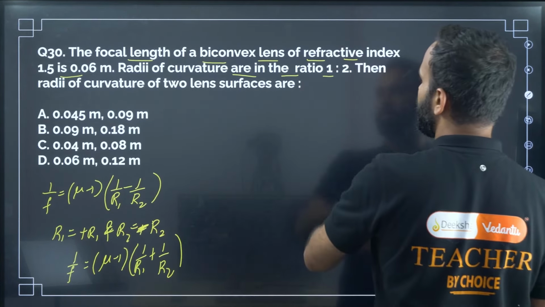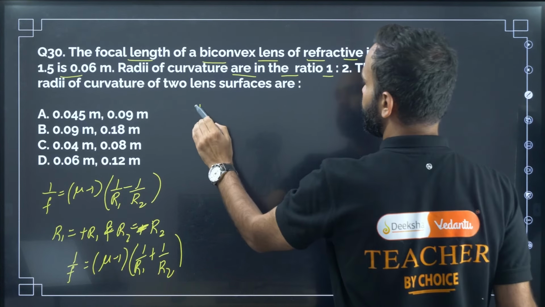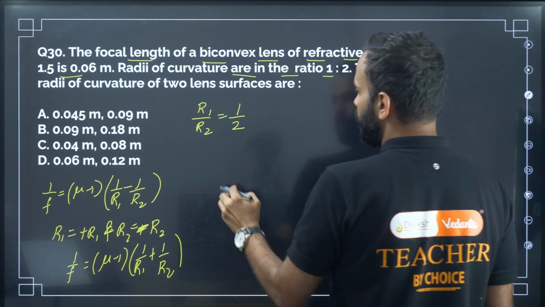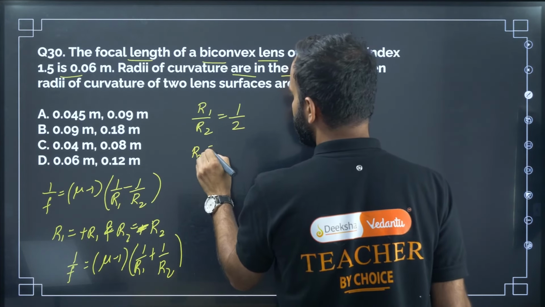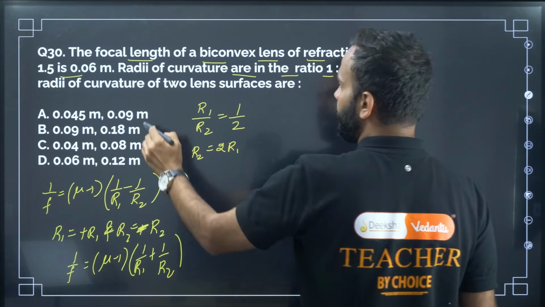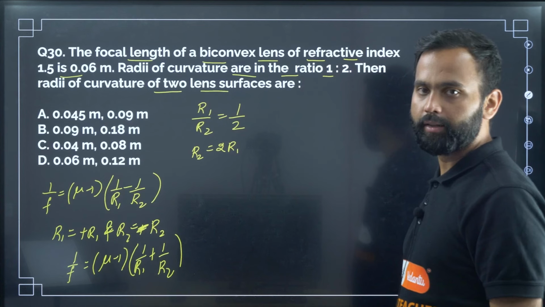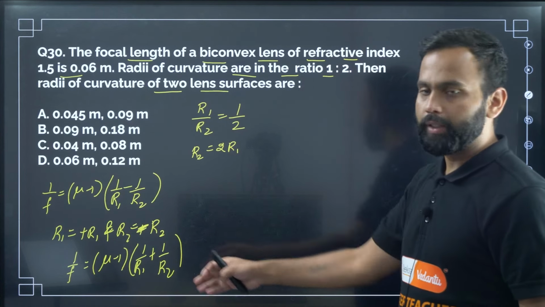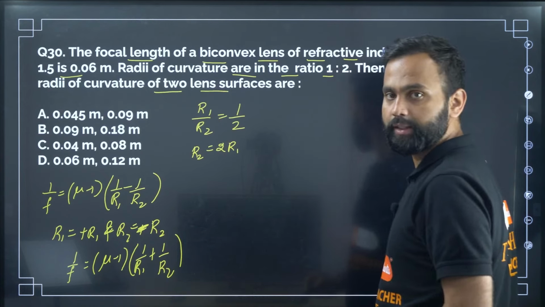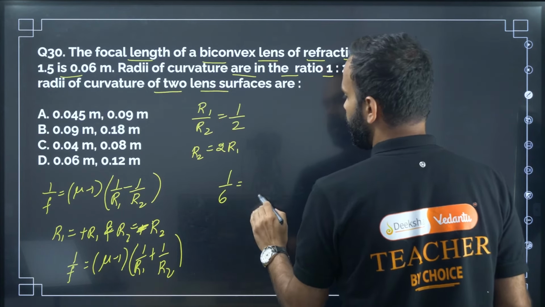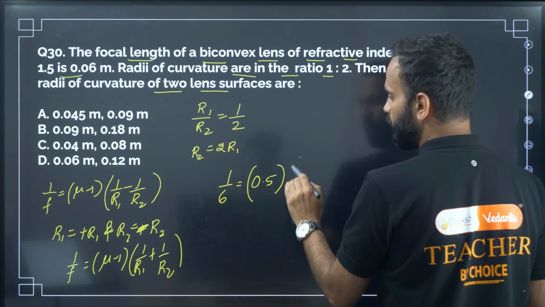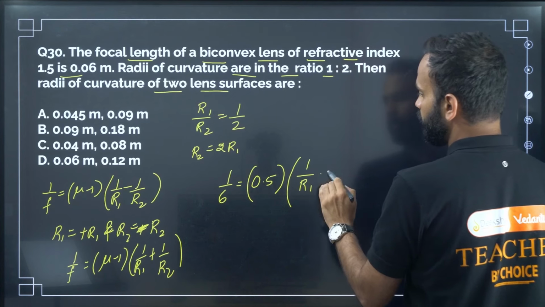The radii of curvature are in the ratio 1:2, that is r1 divided by r2 is equal to 1 by 2. So now r2 is equal to 2 times r1. Then the radii of curvature of the lens surfaces are easy, right? So now substitute the r2 value here. The focal length is also given, 0.06 meter, that is 6 centimeter. So 1 by 6 is equal to, mu is 1.5, so 1.5 minus 1 is 0.5, 0.5 into, so 1 by r1 plus 1 by 2r1.